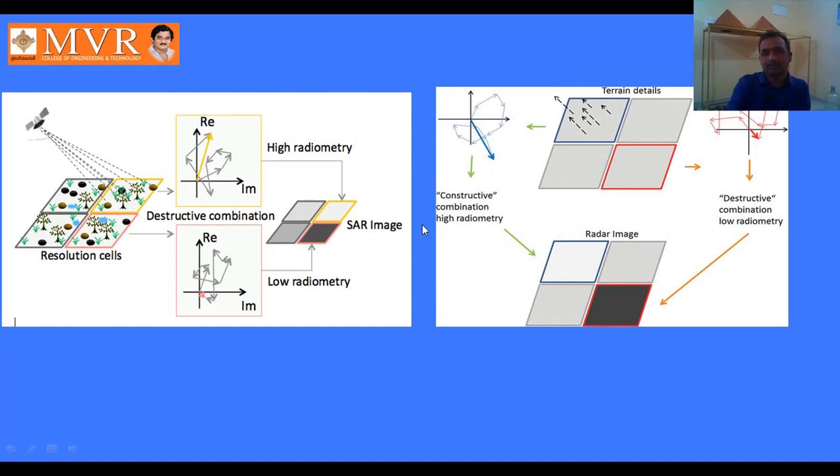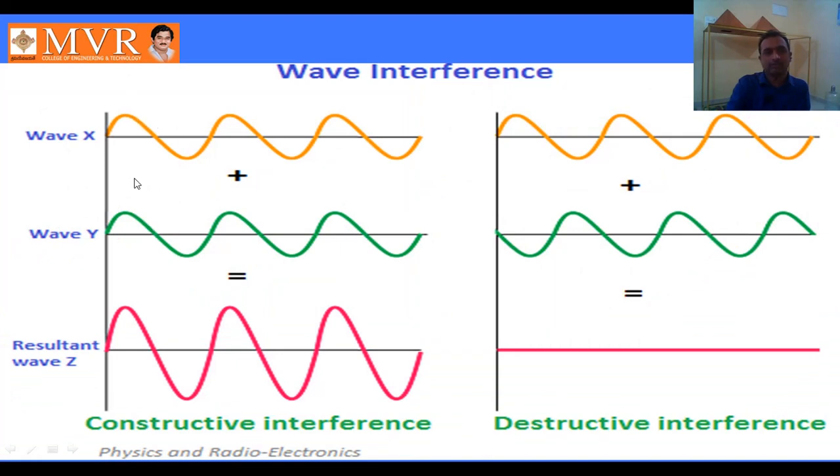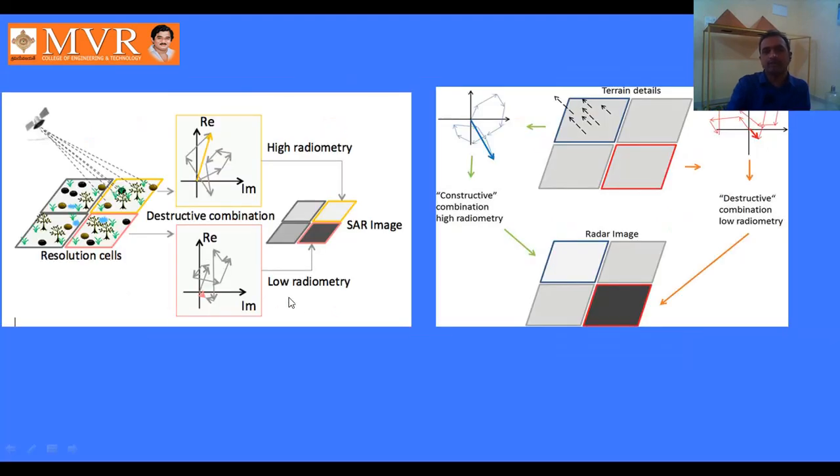Here constructive combination gives high radiometry. Due to the constructive interference, the incoming and outgoing radiations interfere with each other, then the maximum bright fringe is formed on the satellite image. This is the radar image. If you see the radar image, we will get the bright fringe. All this I am discussing is how the satellite records radiation in the form of pixels, how the satellite captures the radiation from the target in the form of pixels, and those pixels appear bright and dark, the constructive and destructive fringes.